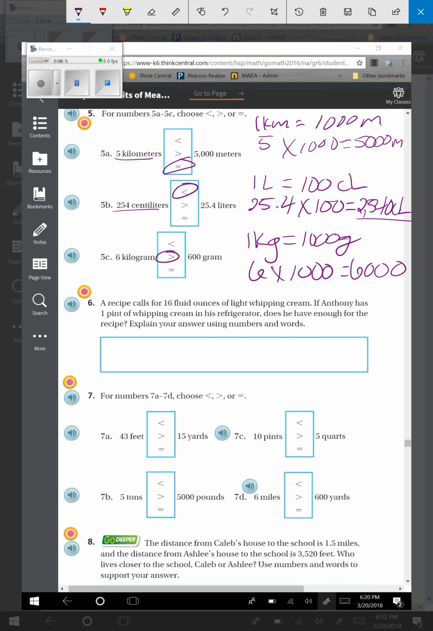Number 6, a recipe calls for 16 fluid ounces of light whipping cream. If Anthony has 1 pint of whipping cream in his refrigerator, does he have enough for the recipe? Explain your answer using numbers and words. So I know that 8 ounces equals 1 cup. So then 2 cups equals 1 pint. So if I take 8 times 2, it equals 16. So I know he has enough. So yes, Anthony has enough whipping cream.